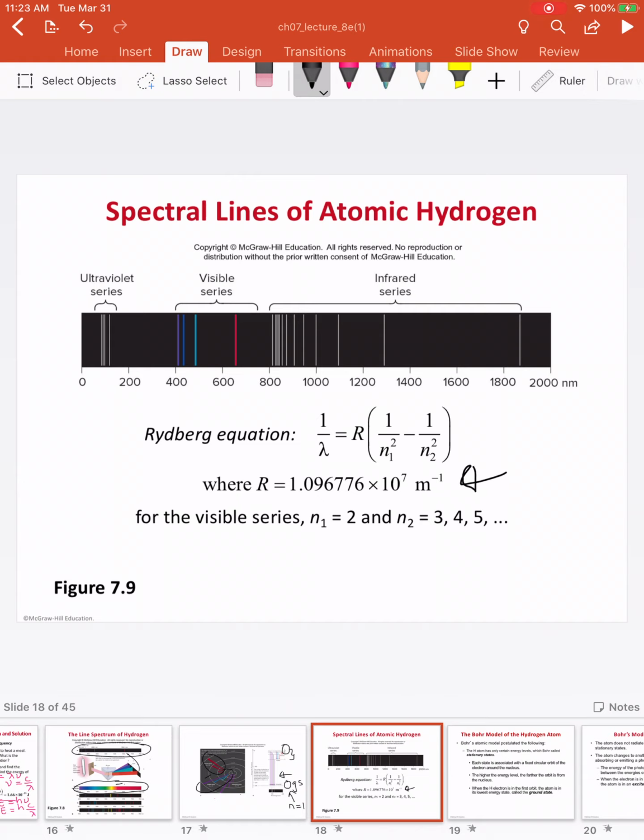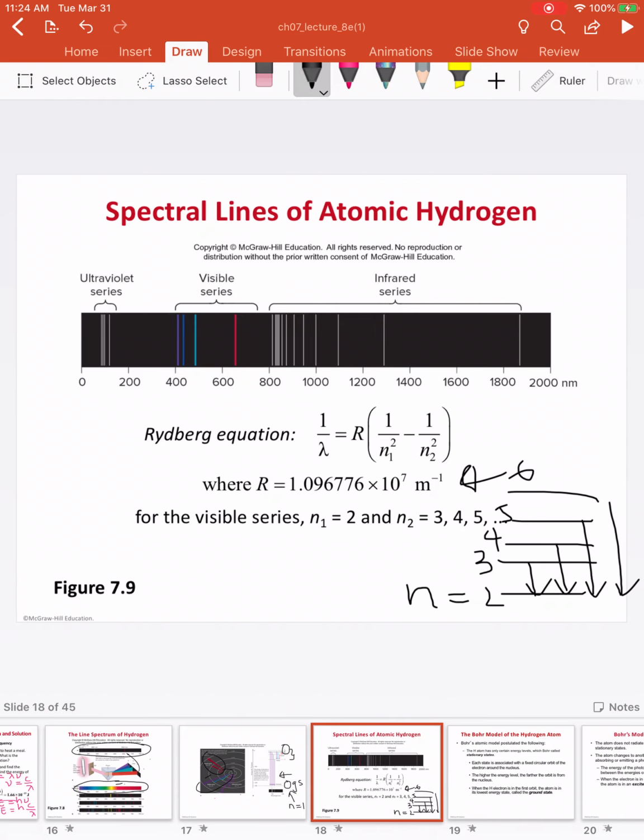For the visible series, remember the visible series is when the excited electron comes to n equals 2 level. So if you are trying to find the wavelength for the visible series, your n1 is going to be 2, and then n2 could be 3, 4, 5, meaning you have these energy levels. N equals 2 is here, and this is 3, 4, 5, 6. So n1 is going to be right there, n1 is going to be 2, like this.